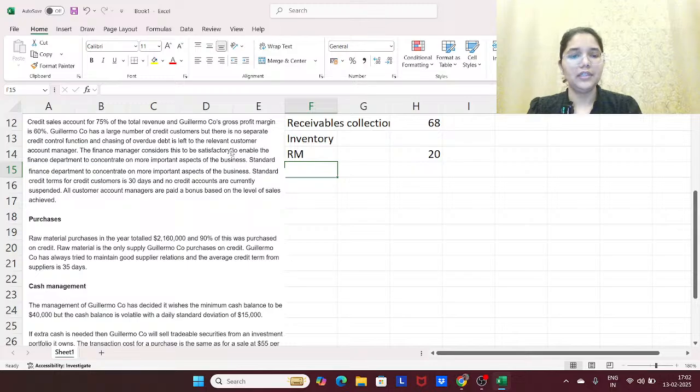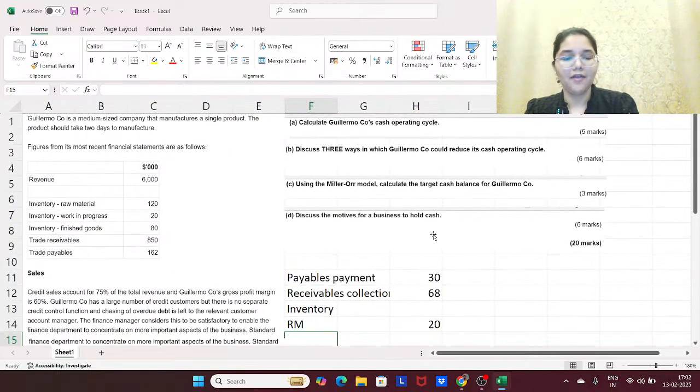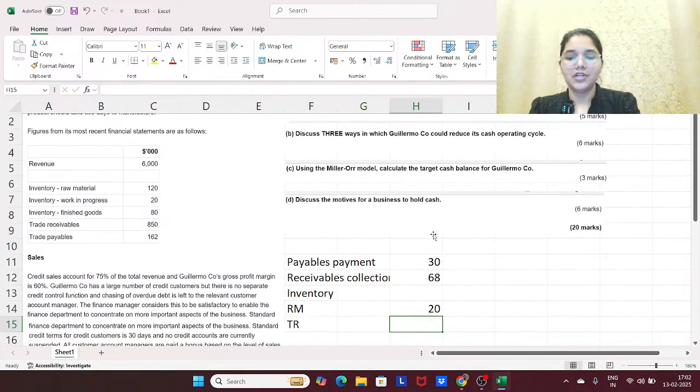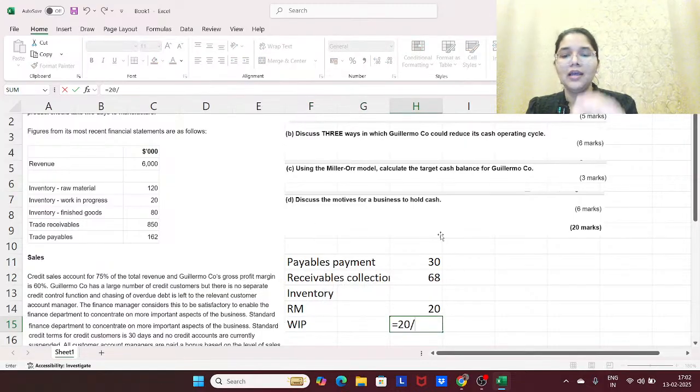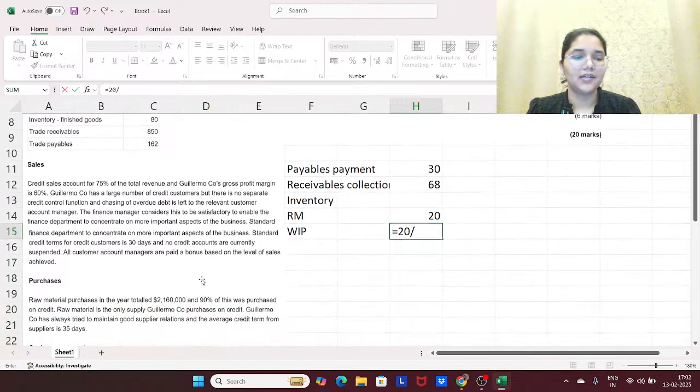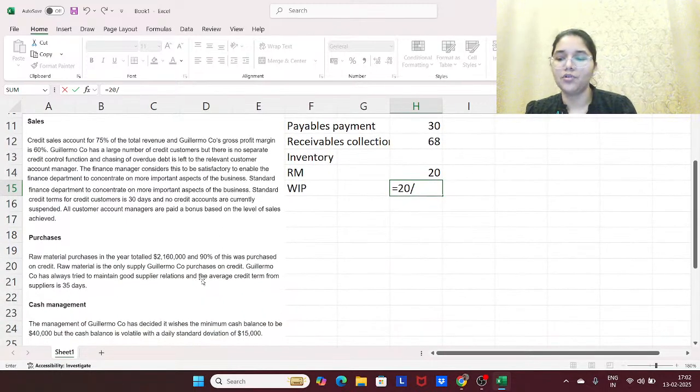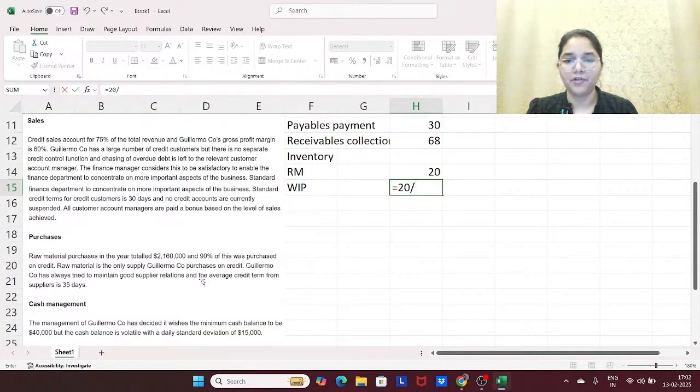Now, coming to the next component of inventory that we have, which is work in progress. Work in progress also we have the amount given to us as 20. This needs to be divided by the cost of sales. Work in progress always gets divided by the cost of sales if you do not have any percentages given to you. So, you are going to calculate cost of sales.